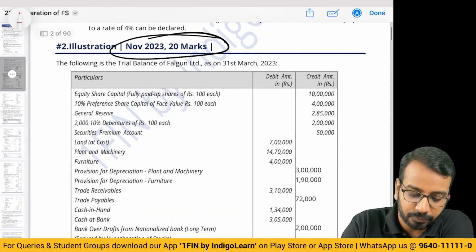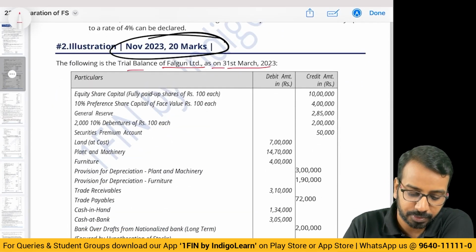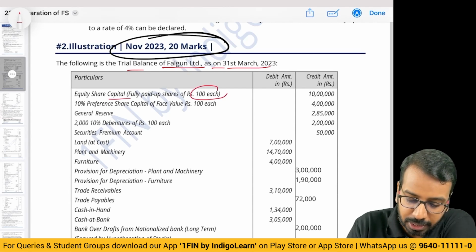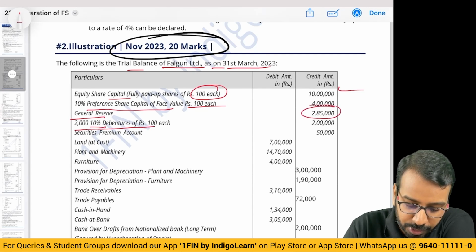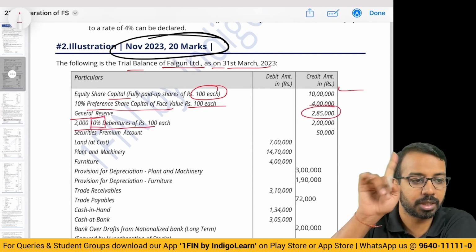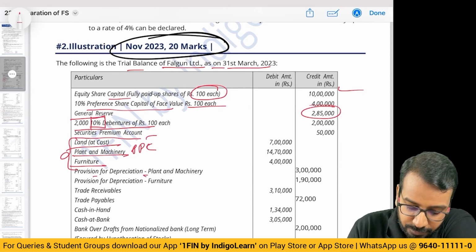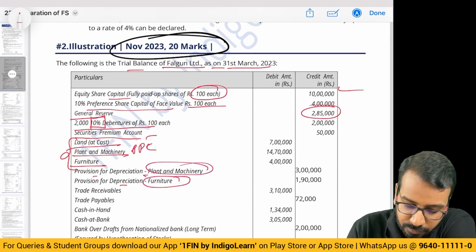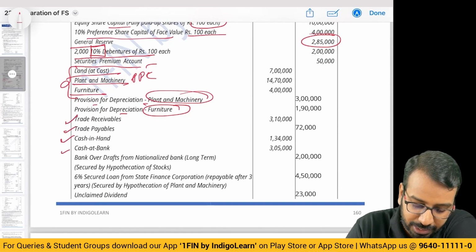The following is the trial balance of Falgun Limited as on 31st March 23. Equity share capital 100 each. Preference share capital 100 each. General reserve 285. Debentures. So the moment you see 10% debentures, you have to think, is interest provided. Securities premium account, land at cost, plant and machinery, furniture. All of these are your PPE items. Provision for depreciation, plant and machinery, provision for depreciation, furniture, given separately. Trade receivable, trade payable, cash in hand, cash in bank.